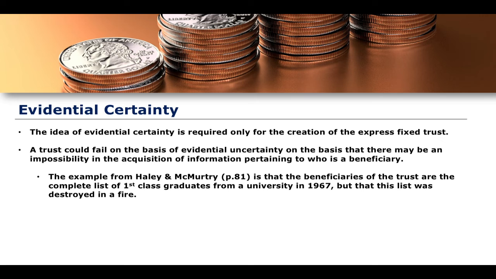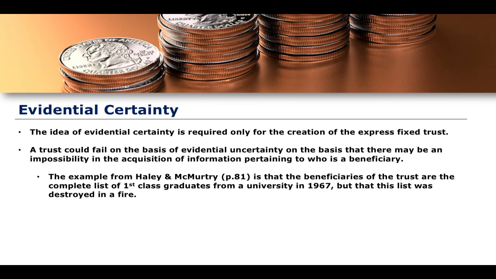The case example from Haley and McCurdy, from page 81 specifically, is that, for example, if we were to have the beneficiaries of the trust be a complete list of first-class graduates from the University of Lincoln in 1967, that would represent a complete list. We can clearly ascertain who is and who isn't a member of that class. It is anybody who graduated from the University of Lincoln in 1967 and who got a first-class degree. Easy.